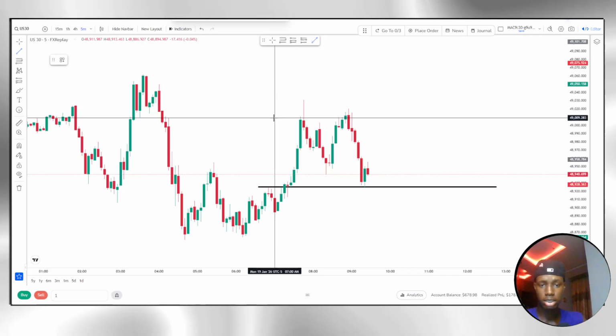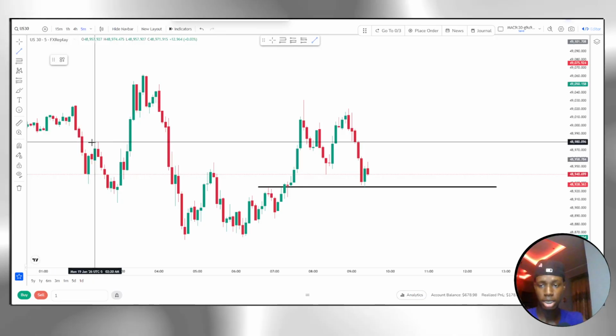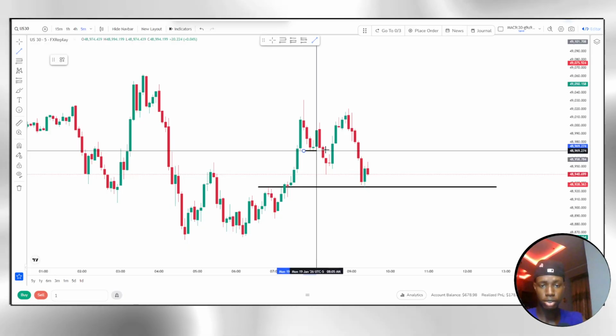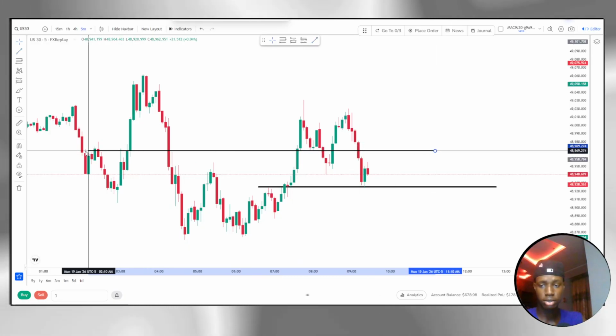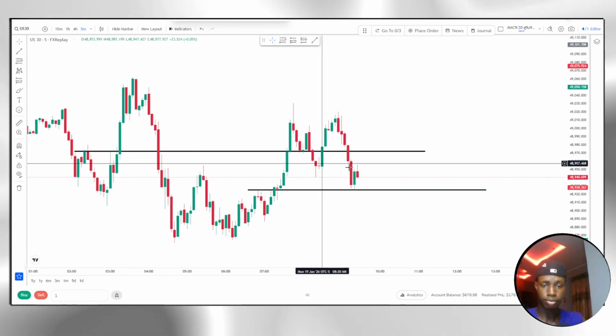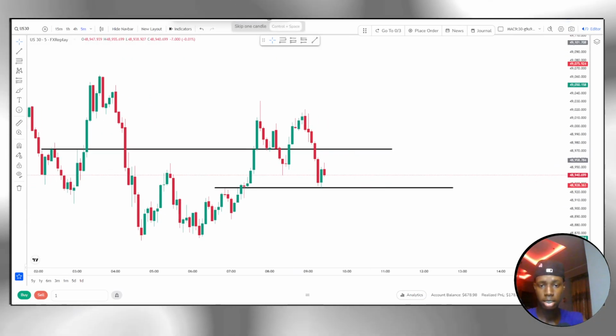Then for buys, let's see if price can break up. Okay, so we have a level here where we sold. We have a level here where we bought. So if we connect these two, you can see. So if price breaks below, I'll sell. If price breaks above, I'll buy.